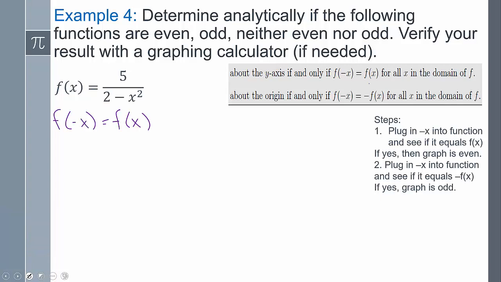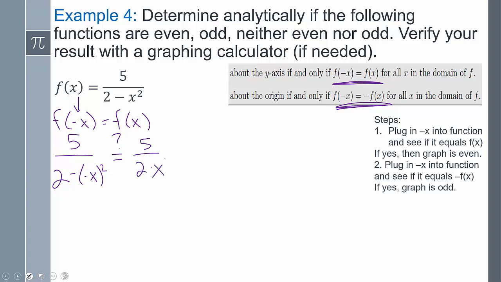Right, and it says it right here. That's my even function. There's my odd function. So I have to show if that's true. If that's true, then I know my function's even. So this is saying plug in a negative for x. So 5 over 2 minus negative x squared. Now, is that equal to whatever my function is? So I want to simplify this, and I want to show that that's the same.